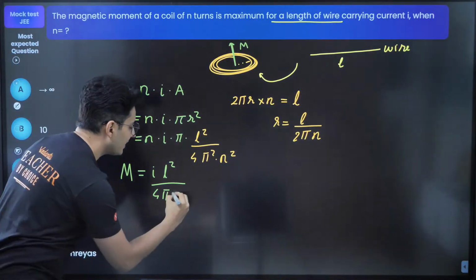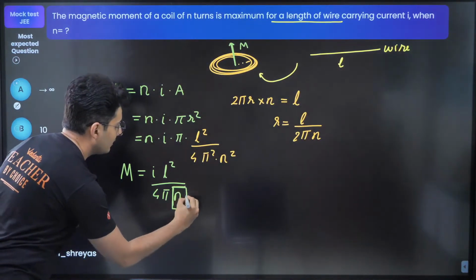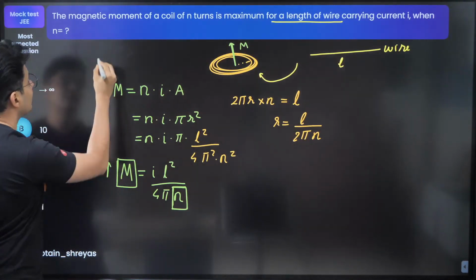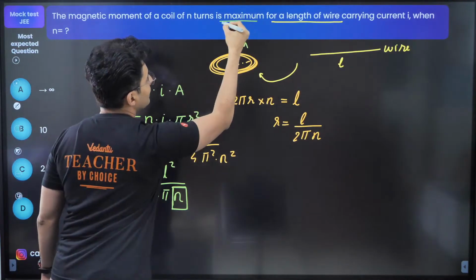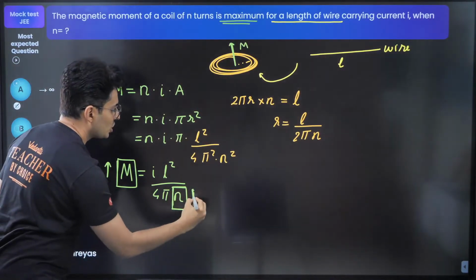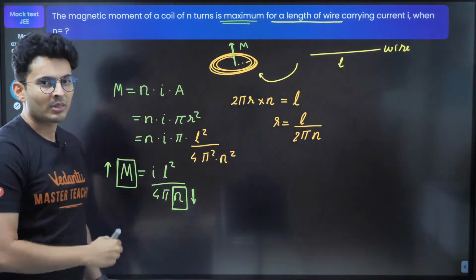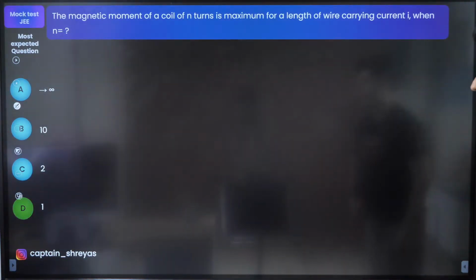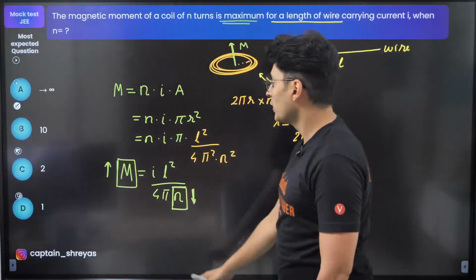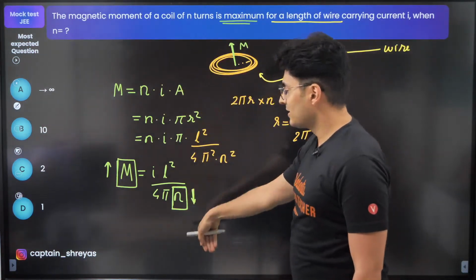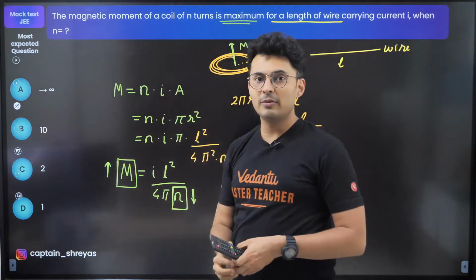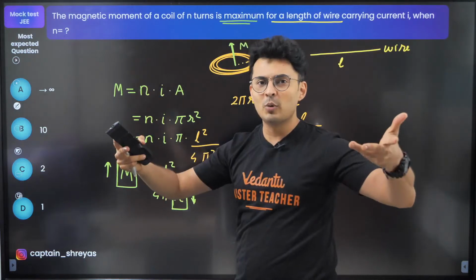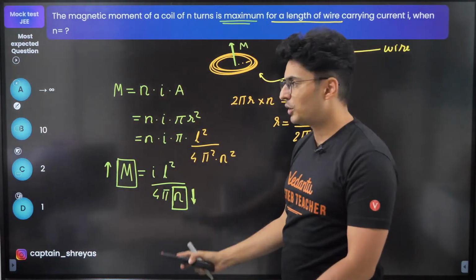You can see n is there in the denominator. If you want to increase the magnetic moment because you want to make it maximum, obviously n should be as low as possible. The lowest value of the turns is 1. Hence the answer is D. You want to increase magnetic moment, you will decrease the number of turns. It's very counterintuitive. You feel that you should have more turns so that the turns will increase the moment, but it is exactly the opposite over here.